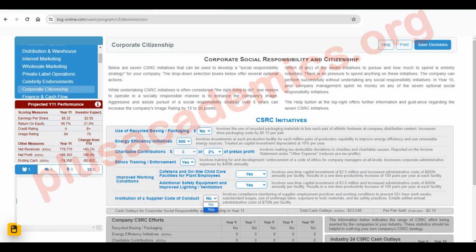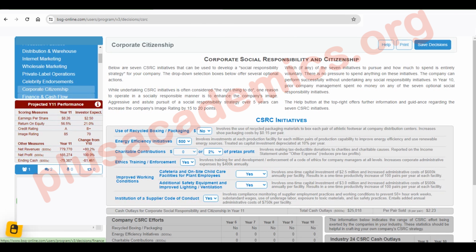So let us go to the final section, which is finance and cash flow. So usually what you need to check is your financial condition at the end of year 11, because you do not want to end up with a negative balance, because that means you are going to get a bank overdraft, which is a very expensive loan. So currently you can see we're expecting to have a bank overdraft of about 75,387, which is very expensive.